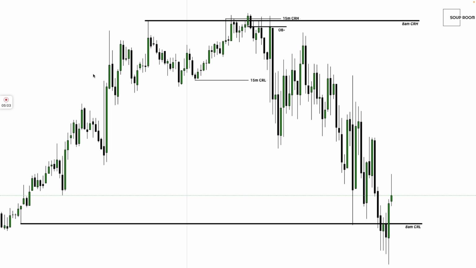This is the lower time frame of this exact play. 8 a.m. candle high, 15-minute candle high, souped, order block formed. Very important. Change in state of delivery. We hit the order block within the third candle above its open, and we target the 15-minute low, take partials, and then target the 8 a.m. low.